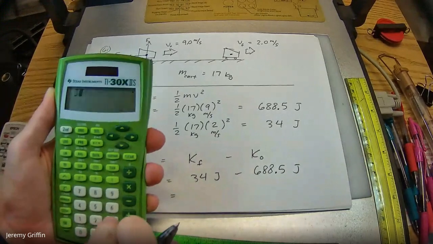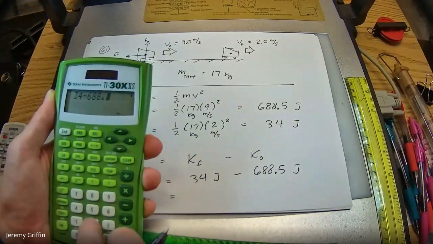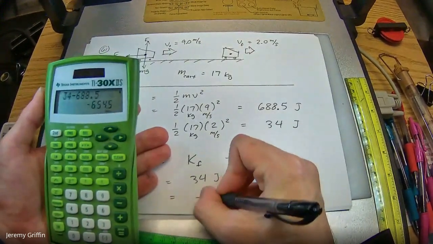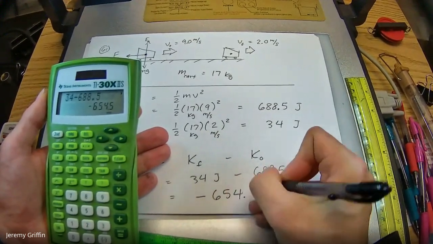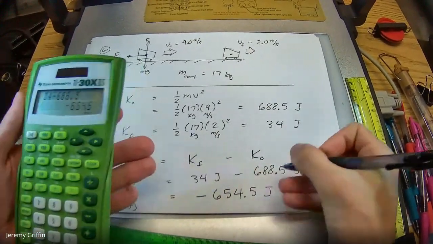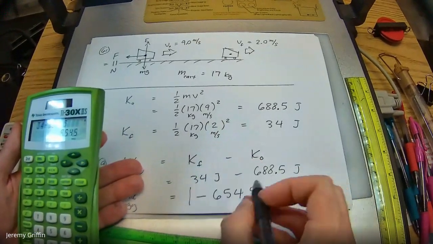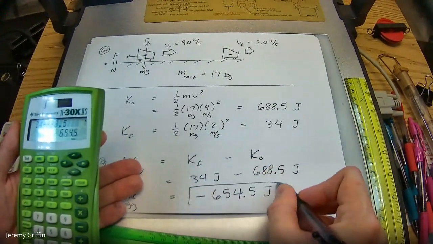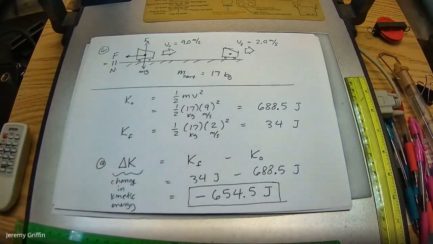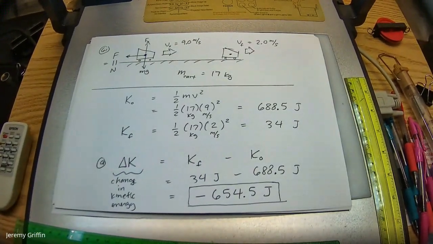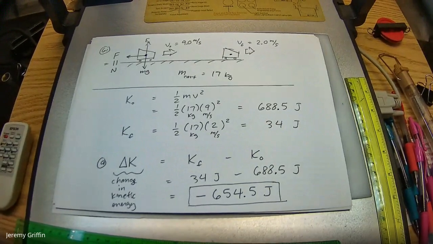Okay, what is 34 minus 688? I'm looking at negative 600 and something joules, that's the change. And of course it would be negative because it ends up with fewer joules than it started with. So change has to be negative. Final minus initial. Is that right?